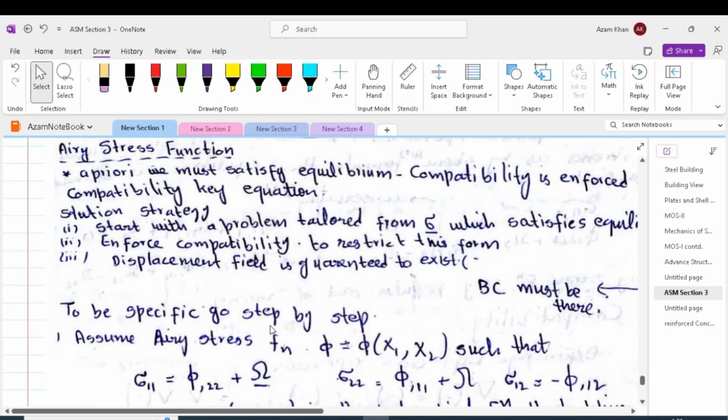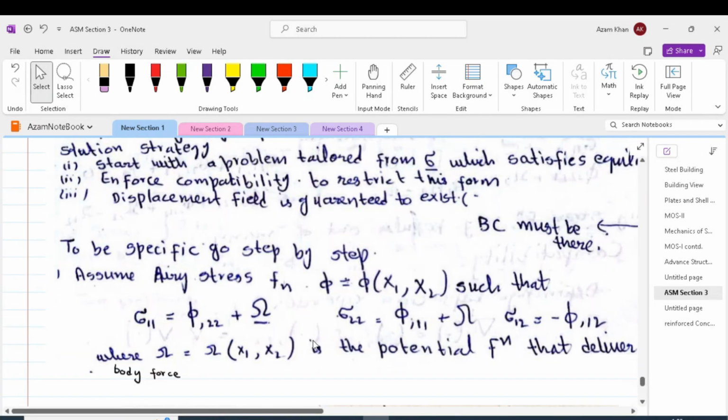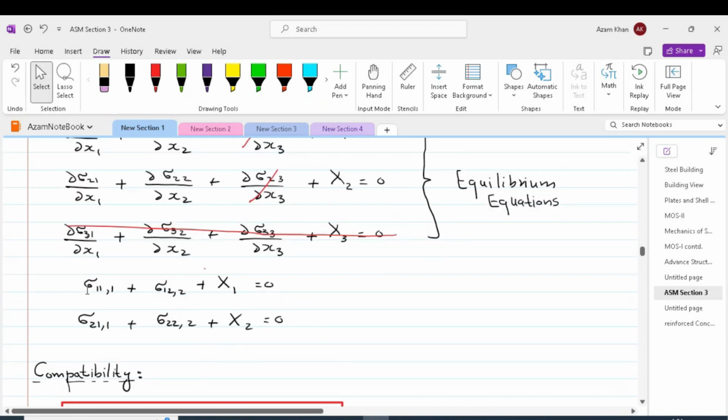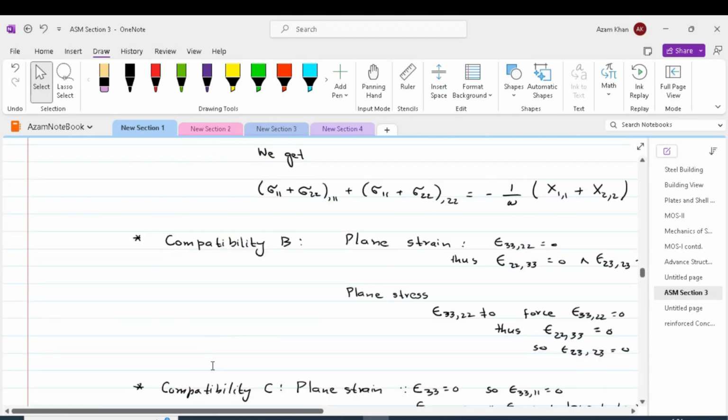And now we will try to satisfy equilibrium. In the case of 2D isotropy, earlier we derived two equilibrium equations, which were sigma 11 comma 1 plus sigma 12 comma 2 plus x1 equal to 0, and sigma 21 comma 1 plus sigma 22 comma 2 plus x2 equal to 0, where x1 and x2 were body forces. Now we can plug the Airy stress function in these equations and make sure that the equilibrium equations are satisfied.